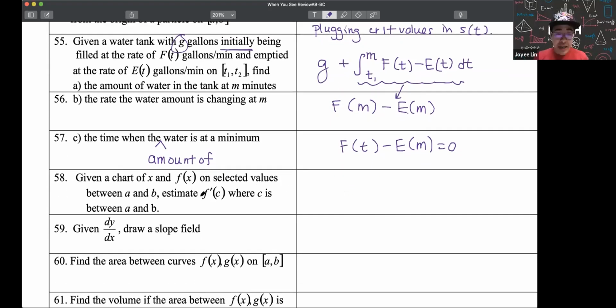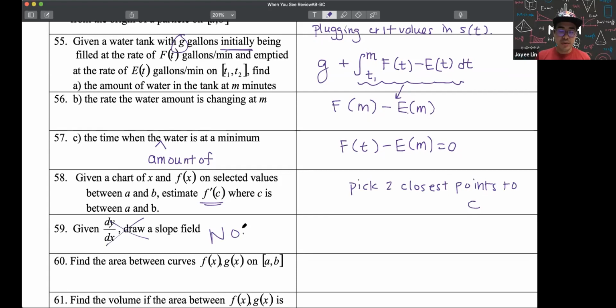For 58, if they give you a table and you want to find F prime of C, pick the two closest points to C. If you don't pick the two closest points, you won't get the point.